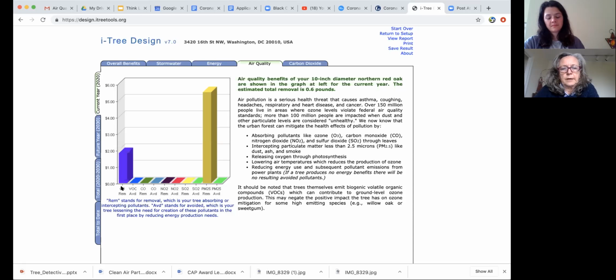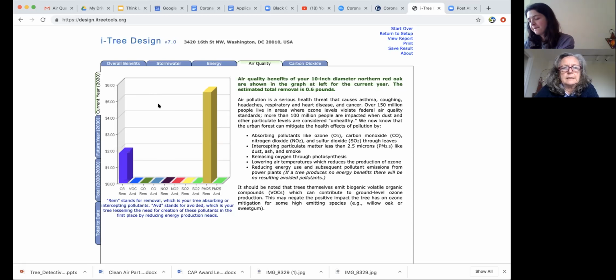So here we're looking at ozone. Ozone is one of the criteria pollutants, and it's often found during the summertime in cities, due in part to transportation, or mostly to transportation. So here we could see that we would save $2 per current year. And then PM here is particulate matter 2.5, and you could see that you would save about $5.50. So what does it mean to save, especially when we're talking about money?